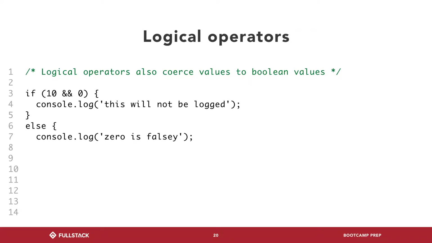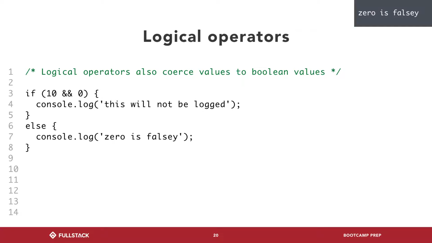So we're going to do a few more examples. If I have something like line 3, 10 and 0, the first thing we'll do is convert 10 to a Boolean, and that's going to give us true. So we move on to the next thing. Let's convert 0 to a Boolean. Well, that's false. So this AND operator is going to give us back false. Because of that, this if statement doesn't run, but the else will. And so therefore we get 0 is falsy.